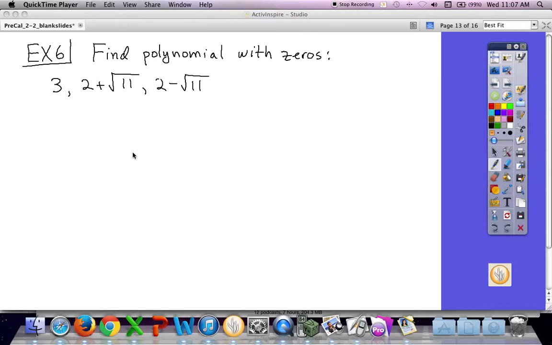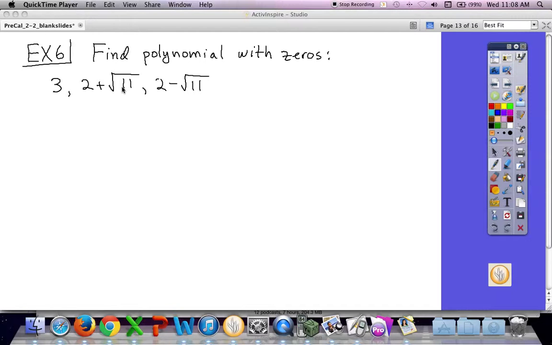Find a polynomial with these zeros, and what do you notice now about these zeros? They have irrational numbers in there. They have square roots. So the first thing is that we understand that if you have a polynomial with integer coefficients, which means no fractions, no decimals, that if you have a zero, which is like 2 plus the square root of 11, you must also have 2 minus the square root of 11. You're not going to have just one of those.